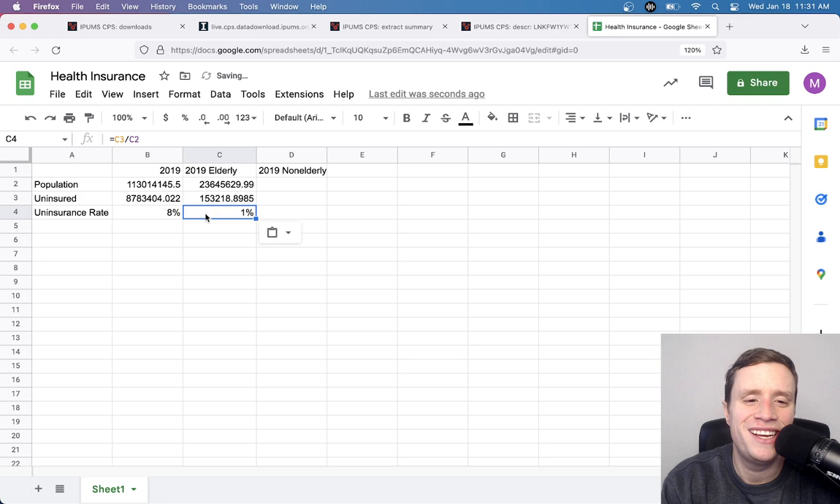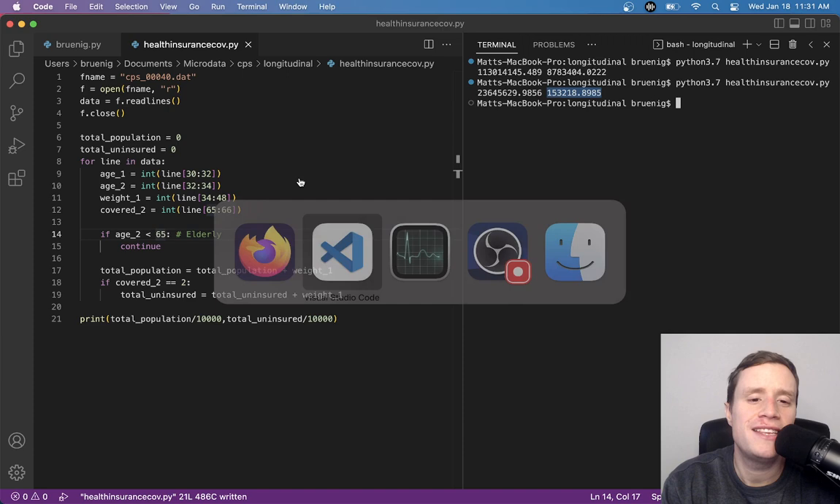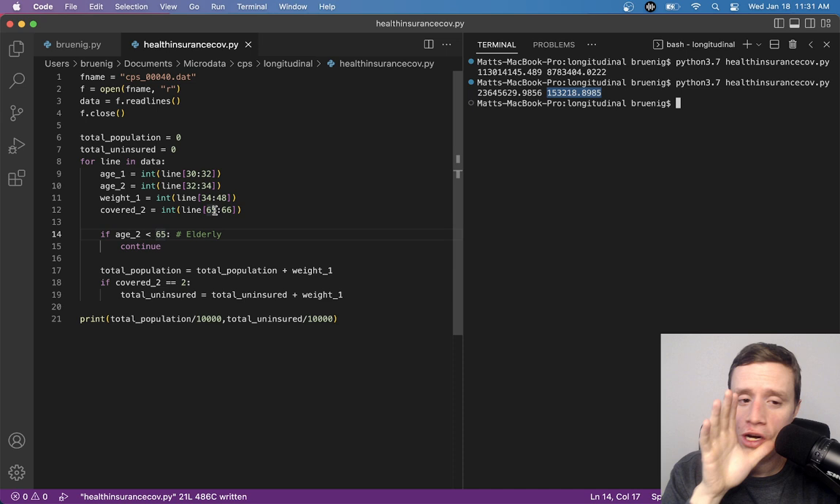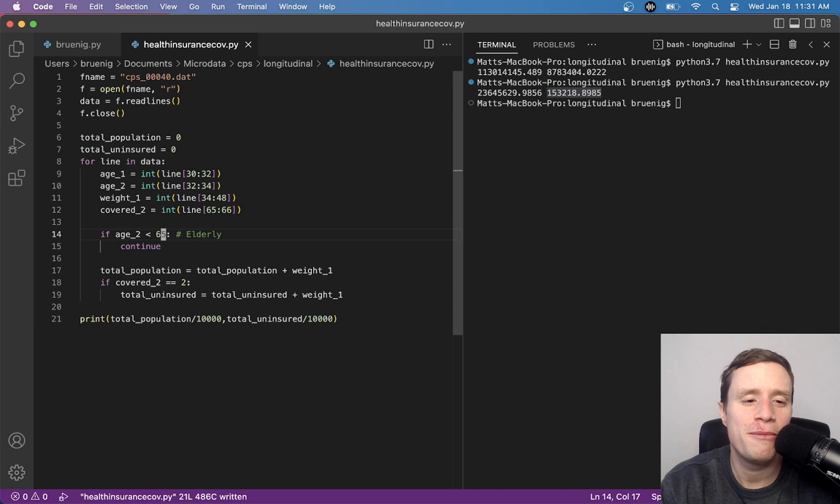See, the uninsurance rate for the elderly is 1%. That's the genius of Medicare. Now, you might look at that and go, how about Medicare for all? But not in the cards at the moment. Sorry for flashing back and forth. That's what I actually do when I'm working on this stuff. That's probably not too visually pleasant. Okay, so that's for the elderly.